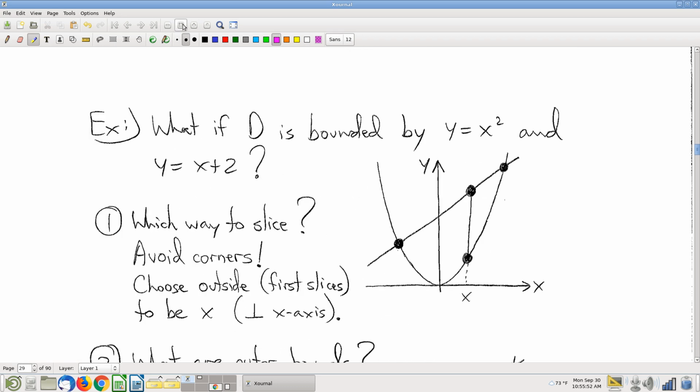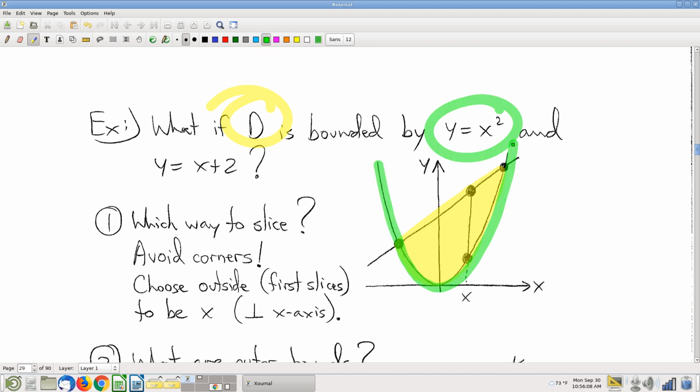Okay, so what if I've got a domain here like this? My domain D is bounded by a couple of curves. y equals x squared is that curve, and then y equals x plus 2 is that curve. Right? Suppose I want to do a double integral over this domain.